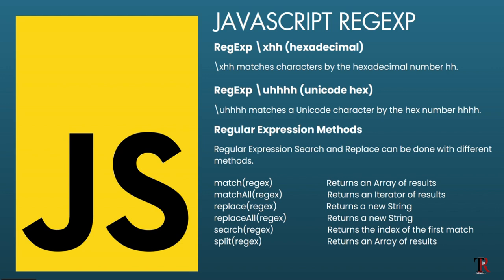Then we have replace, which returns a new string. We also have replaceAll. You can replace a single item, and you can also replace all instances of such an item, which also returns a new string. Then we have the search method, which returns the index of the first match. And we also have the split method, which returns an array of results. So these are some of the regular expression methods that we have in JavaScript.